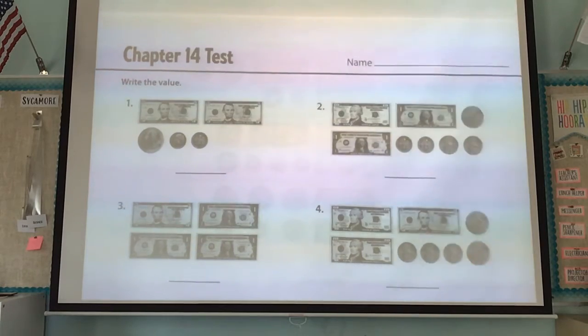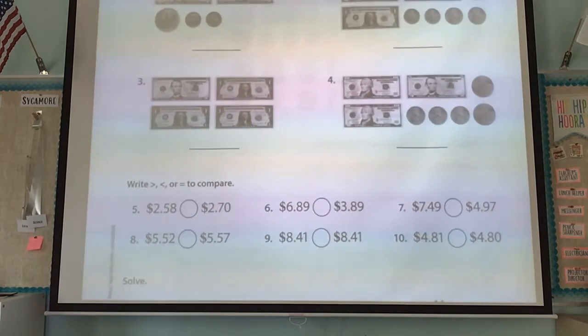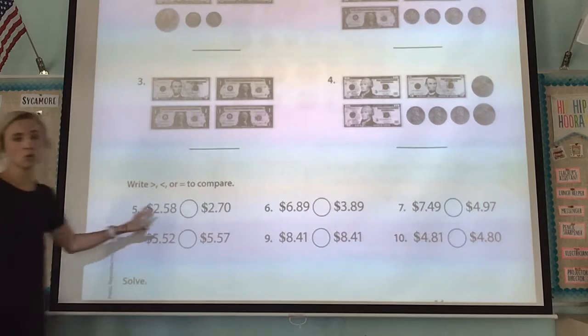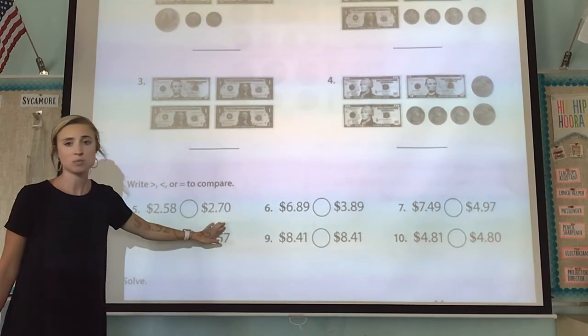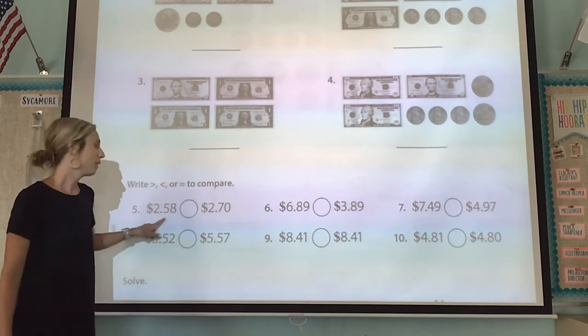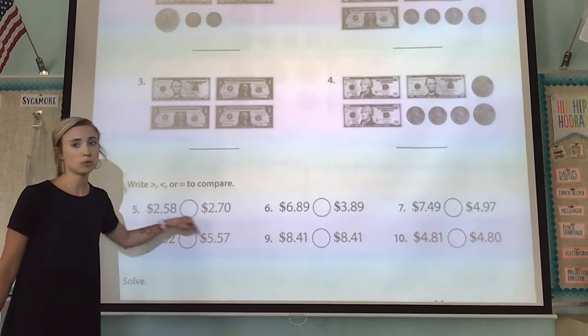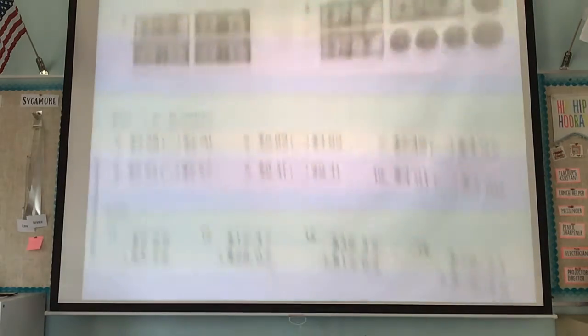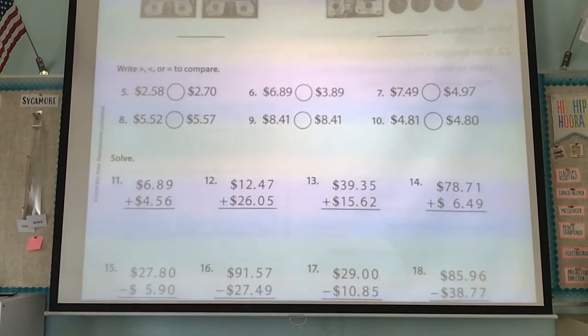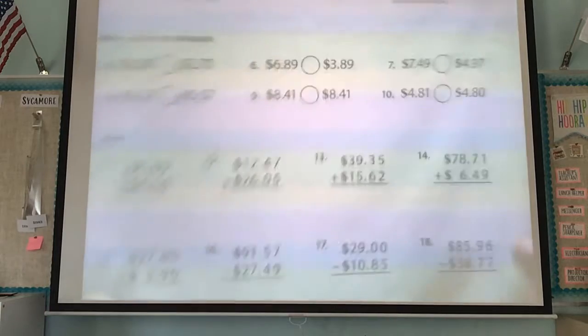All right, the next section is comparing. If you are writing this on your own paper, I would like for you to write out both of these numbers. It will not take you very long, and it will help you to check your work if you write those down. The next 4 problems are addition and subtraction.